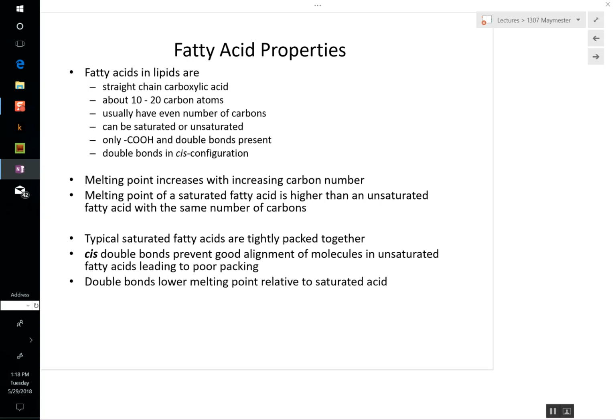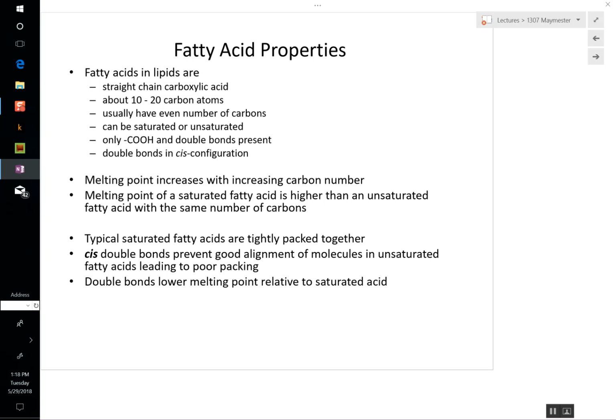Usually you have an even number of carbons. So you'll find an 8, a 10, a 12, a 14, a 16, an 18, a 20. You'll find those, even numbers. They can be saturated like stearic acid or unsaturated like oleic acid. Only carboxyl groups and double bonds are present. The double bonds are always cis. The melting point increases with increasing carbon number.